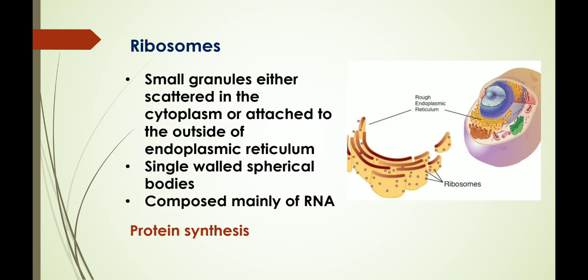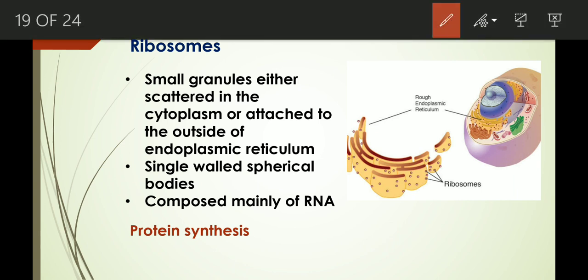Next cell organelle is ribosome. Ribosomes, I have already said in the previous slide, are present on the membrane of endoplasmic reticulum. When they are attached with the endoplasmic reticulum, then it is known as the rough endoplasmic reticulum. That means ribosomes are present on the outer surface of endoplasmic reticulum. And apart from that, ribosomes are also scattered in the cytoplasm. They are small granules. They are small spherical bodies and they are single walled. That means they contain only one wall.